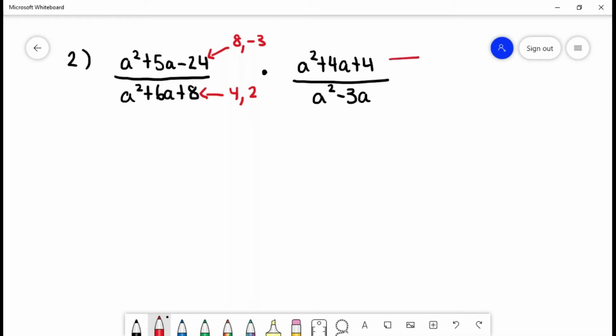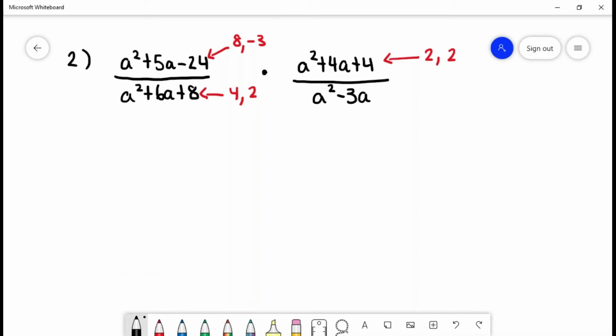And now looking at this polynomial in the numerator of our fraction on the right, we have to establish two numbers that when multiplied would give you positive 4, but when added would also give you positive 4. And those two numbers are 2 and 2, because when you multiply 2 and 2, it gives you 4, but when you add 2 and 2, it also gives you 4.